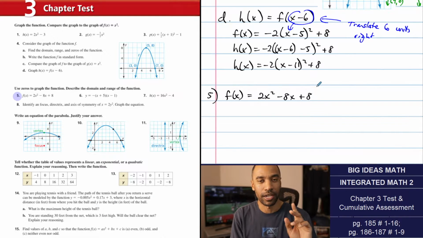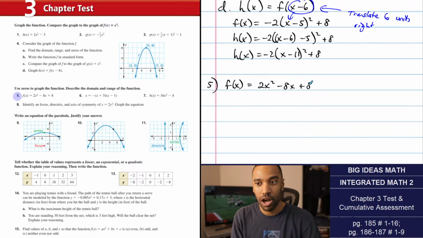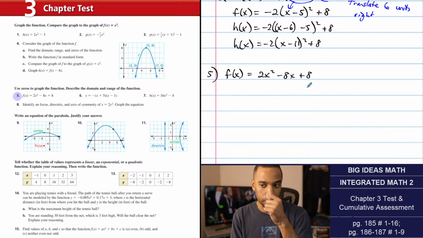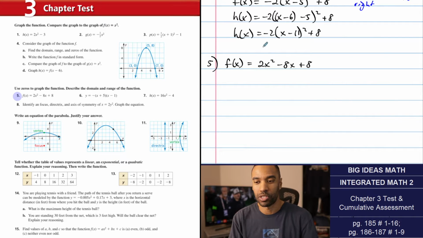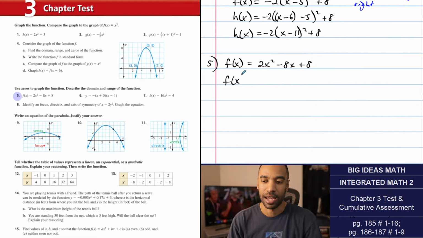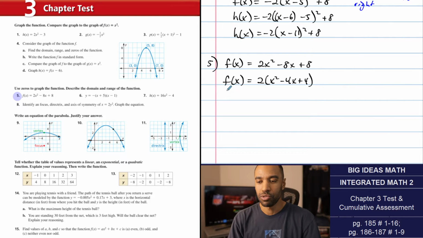So I have to recall that in chapter 3, you haven't yet solved using quadratic formula, completing the square, and things like that. So we're just going to have to assume these are factorable, which this one looks like it is. I got a GCF of 2, and then I have x squared minus 4x plus 4 in here. Now, it says use zeros.